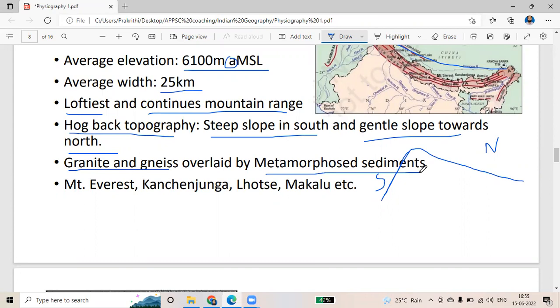Sediments, that is the weathered part of the rock, metamorphosed sediments. The sediments weathered from the gneiss are overlaying this granite base. So at the bottom is granite, above it is the metamorphosed area, that is gneiss, and above that is the sediment deposition.